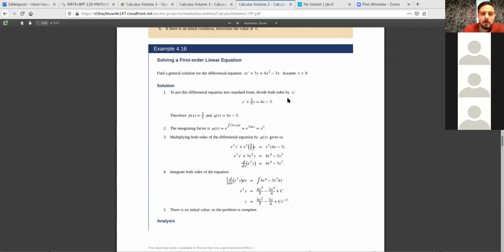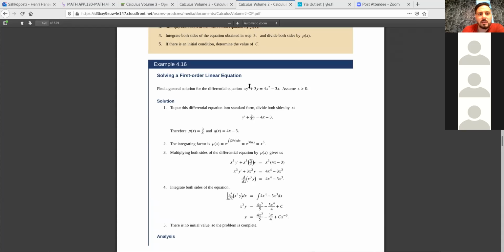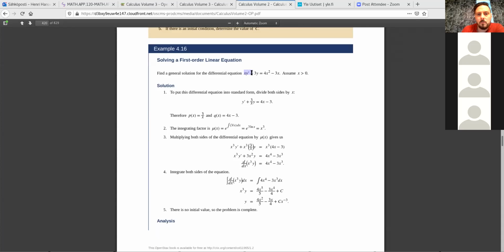Okay, here are examples. One example where we can go through first. This is not in the standard form. This is x times y prime plus 3y equals 4x squared minus 3x. Now, when we divide by x, we assume that x is greater than 0. So why do we assume that it's greater than 0 and not just not equal to 0?